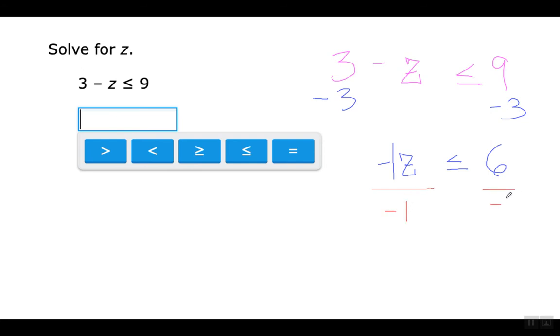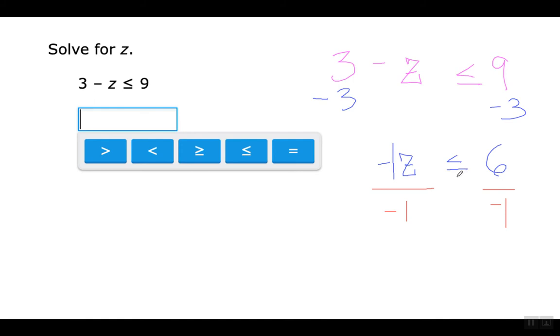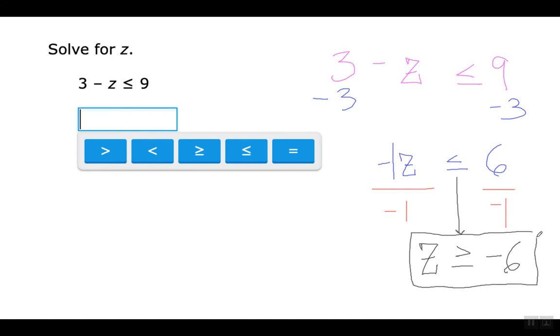If I divide both sides by -1, first of all, the sign has to flip directions. So the sign is going to flip. Over here, -1 divided by -1 is +1, so that cancels this out, and you're just left with z. And over here, a positive divided by a negative equals a negative, and 6 divided by 1 is 6. That's my answer.